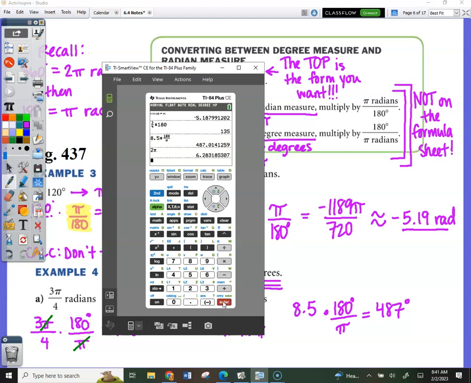So that's 6.3 radians. So if a full rotation, which is 360 degrees, is 6.3 radians, then 8.5 radians should be well over 360 degrees. So check yourself if you feel like a number is off. Always go back to the anchor points to put it into perspective. Okay, go to the next slide.